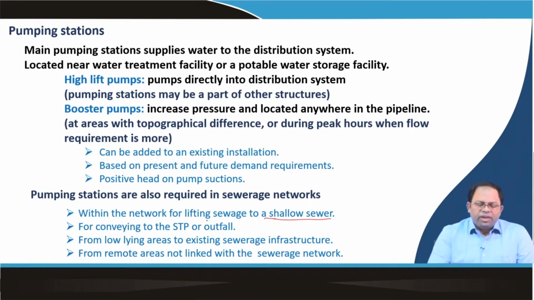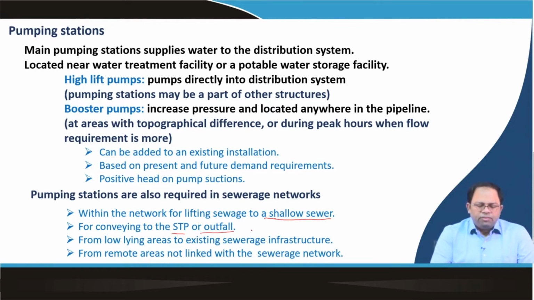And for conveying to the STP or the outfall, that means sometimes the sewage treatment plant, or the outfall, which means the outfall of sewage into the river, wherever sewage comes out of the pipeline and drops into water bodies. That is called an outfall, and in these cases sometimes these are at a higher level, because sometimes the river bank is at a higher level and we actually want to lift the sewage up.